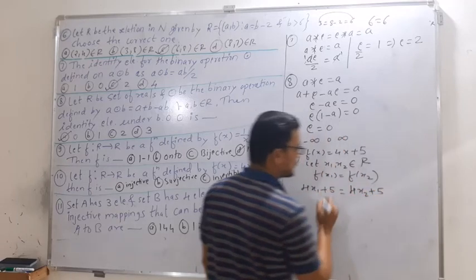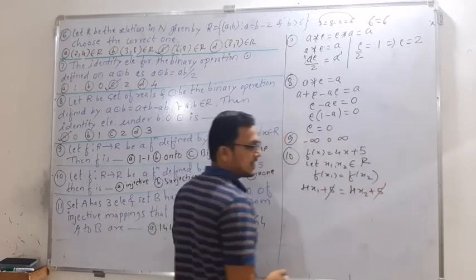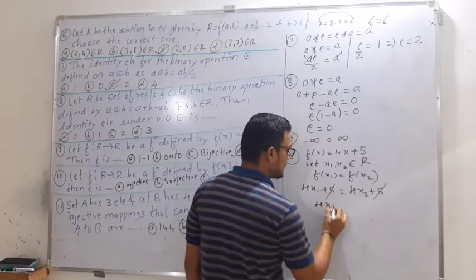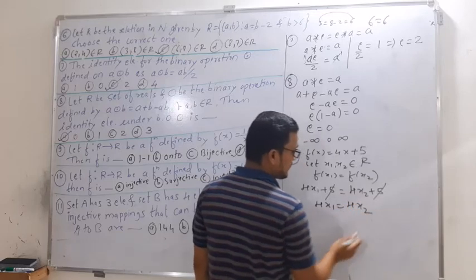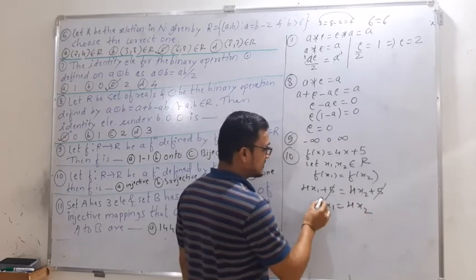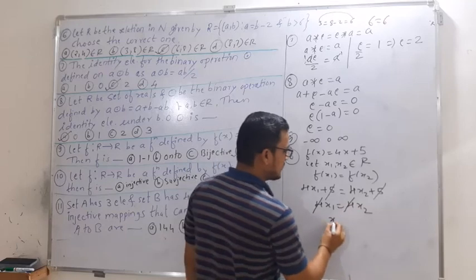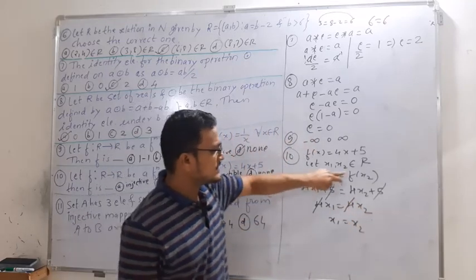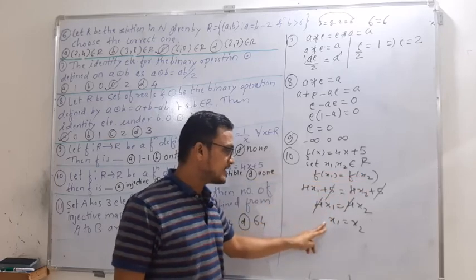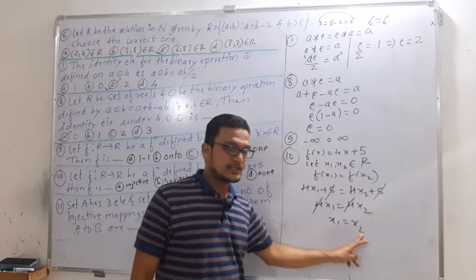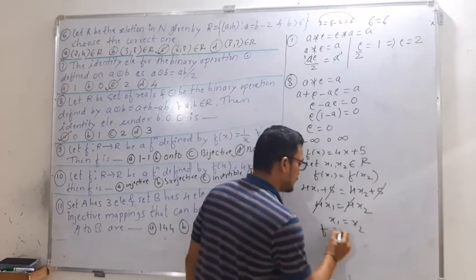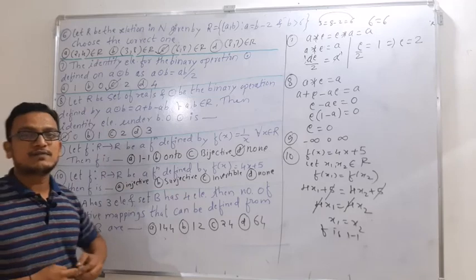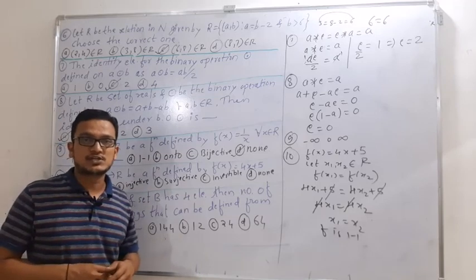Then plus 5 gets cancelled using the right cancellation law. Okay, left with 4x1 is equal to 4x2. Now again using the left cancellation law, 4 gets cancelled, left with x1 is equal to x2. Means what? f of x1 is equal to f of x2 implies x1 is equal to x2. Therefore what? f is 1-1. And as we know, every 1-1 function is onto.